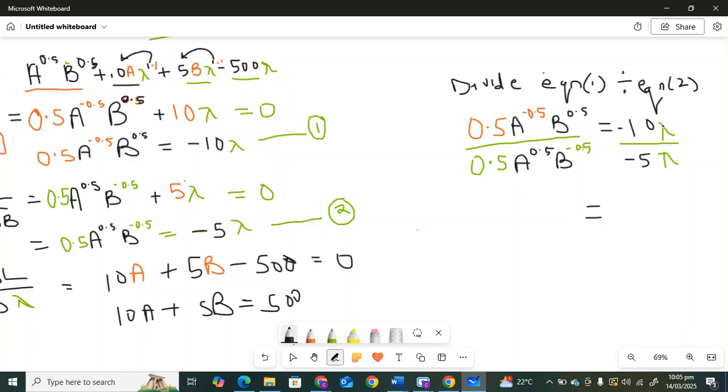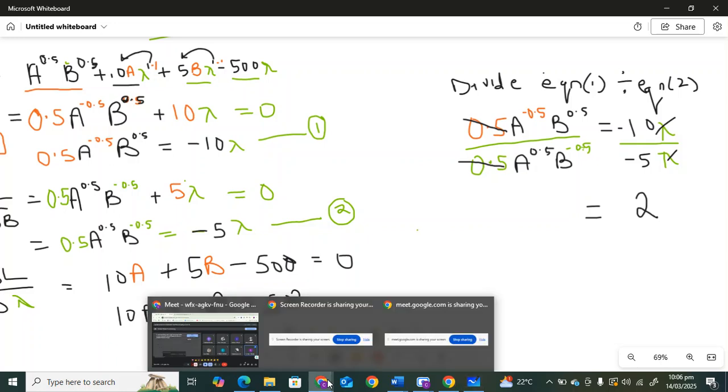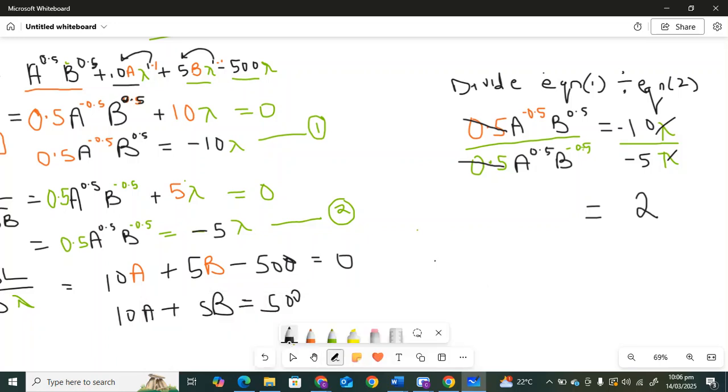So on the right hand side, these lambdas cancel each other. Negative 10 divided by negative 5, you're going to get 2. On the left hand side, this 0.5 and this 0.5 cancel each other. Now, these a's, remember laws of indices. If you are dividing two terms with exponents, how will you treat the exponents? You subtract. Thank you, I was even about to say.